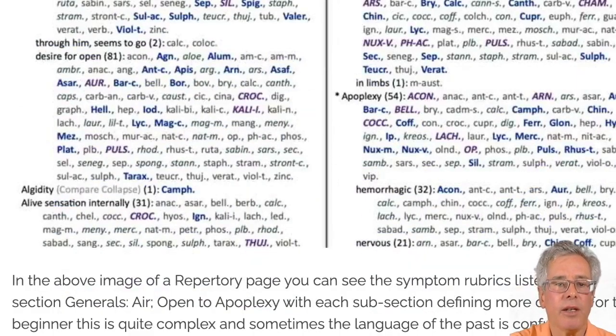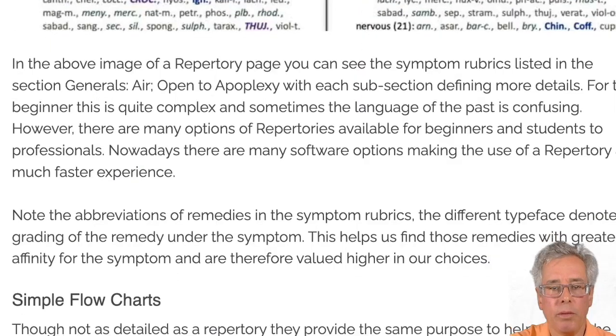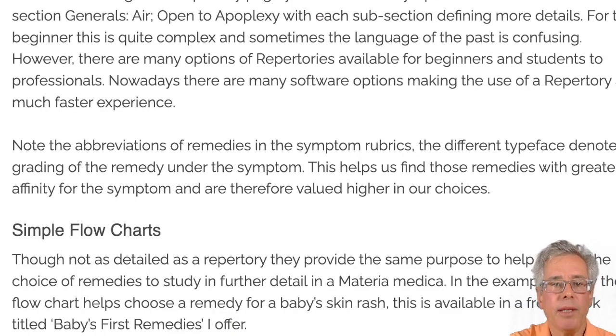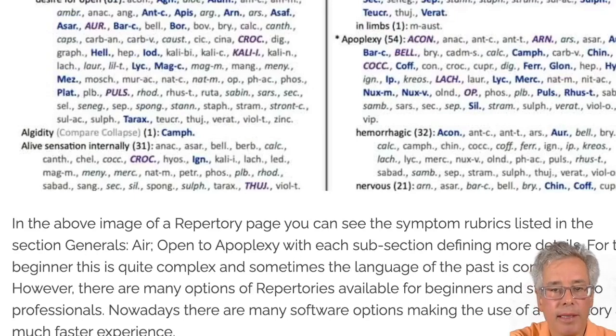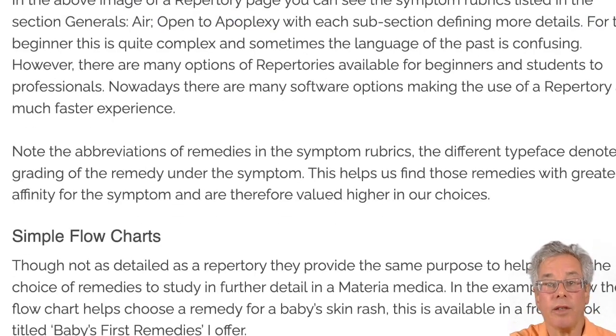Now, this is an advanced repertory book. There are more simple versions that we can use, but it's just better to show what it can look like. So that's the repertory page, and you can see the symptom rubrics listed in the section air, open, and then you've got apoplexy. I've made a note of that. That's here, apoplexy, in the state of a shock or a stroke.